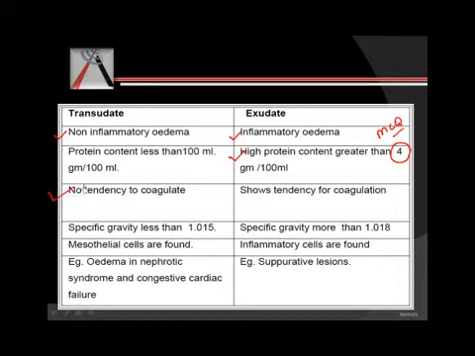Transudate has no tendency to coagulate, while exudate shows the tendency to coagulate. The specific gravity of transudate is less than 1.015, while for exudate it is more than 1.018. Inflammatory cells are found in the exudate, while there are no inflammatory cells in the transudate. An example of transudate is the edema of nephrotic syndrome. When we talk about the exudate, it is always related to inflammation. This chart is a very important source of MCQs, and we have a lot of MCQs on this chart.